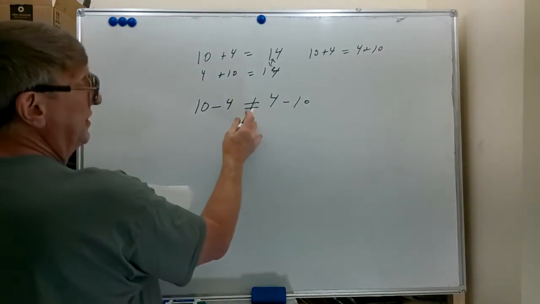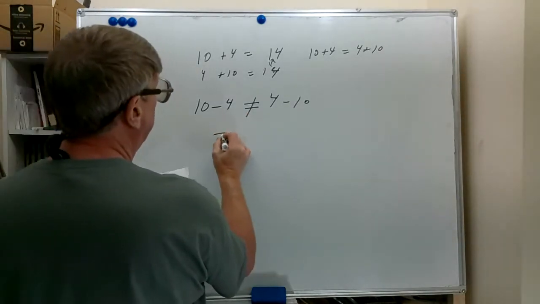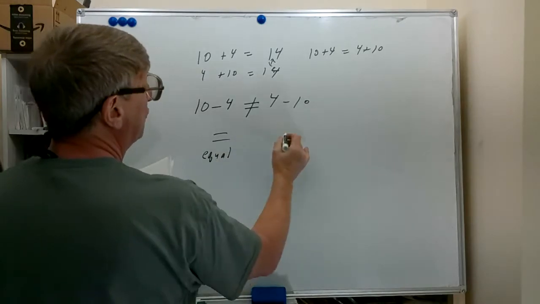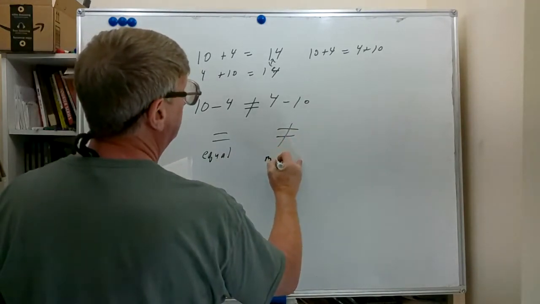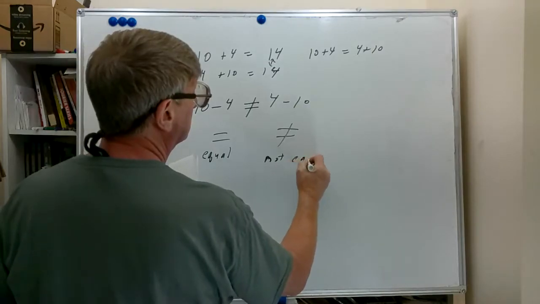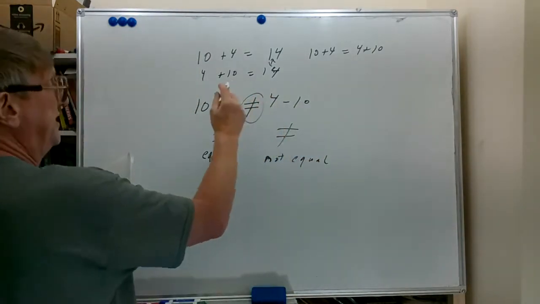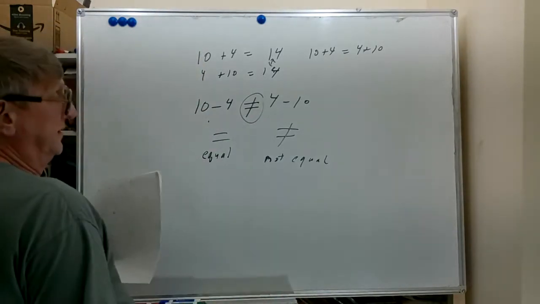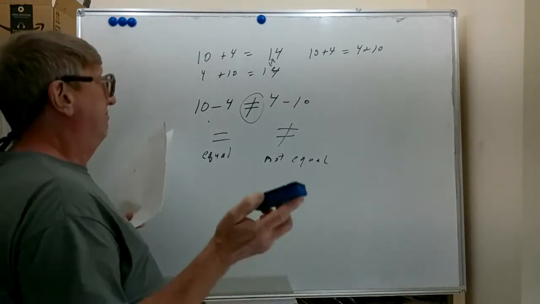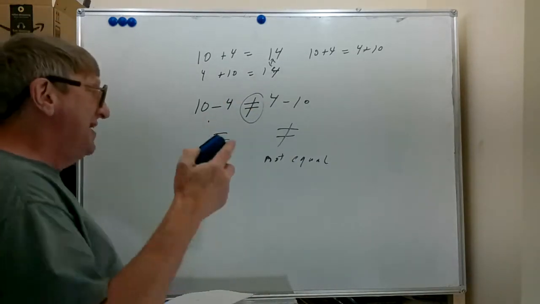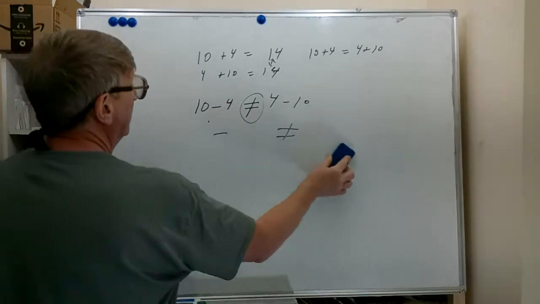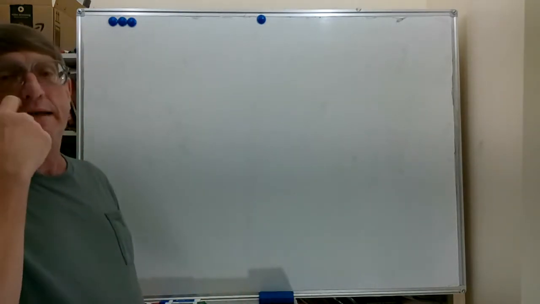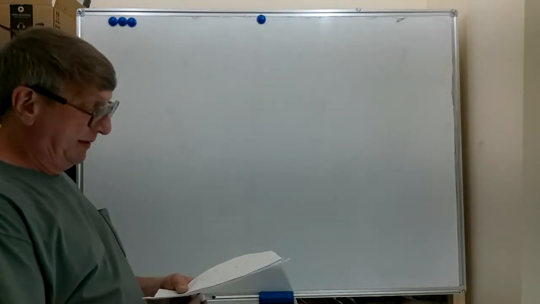And this is a new symbol here for some of you. We have the equal sign. If we draw a line through it, that means not equal. So I've used the not equal sign here to say 10 minus 4 does not equal 4 minus 10. If it was commutative, it would, but it is not commutative. Subtraction is not commutative. So we cannot reverse the order of subtraction and expect the same results.